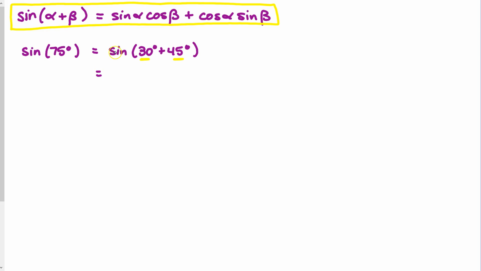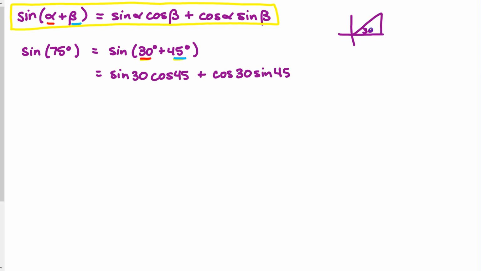So then, according to the identity, alpha, our first angle, will be 30. And beta, our second angle, will be 45. So the first thing we're going to do is sine alpha, so sine 30, times cosine beta, cosine 45. I'm not going to write the degree symbol every time. Hopefully that's okay, just being lazy. Plus cosine alpha is cosine 30, times sine beta would be sine 45. Now you know how to find each of those values: 30 degrees, reference triangle, and 45 degrees, reference triangle.